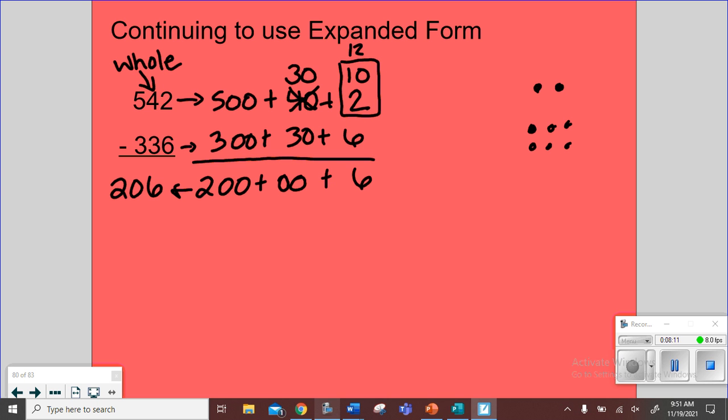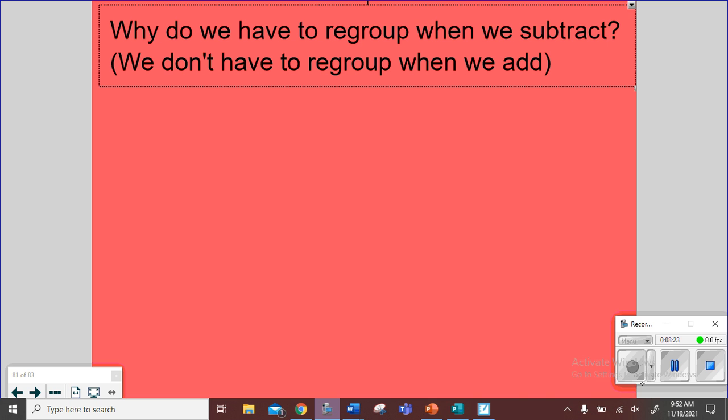So sometimes we have to rearrange, regroup, steal some things in order to easily subtract. Last time we had to regroup. Why do we have to regroup? We don't have to regroup when we add. Did you notice that? So why do we have to do it in subtraction?